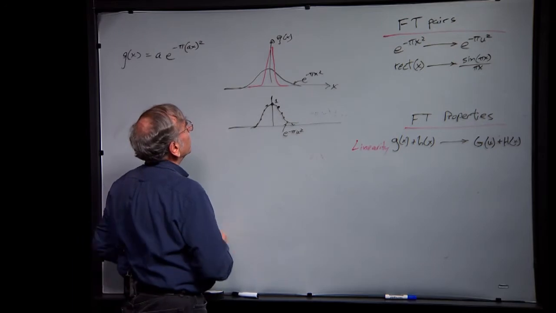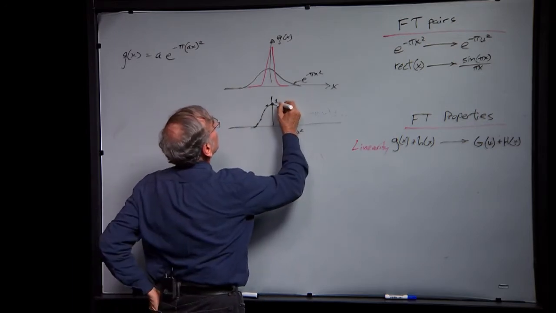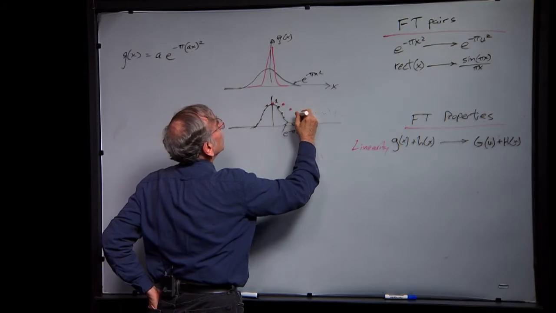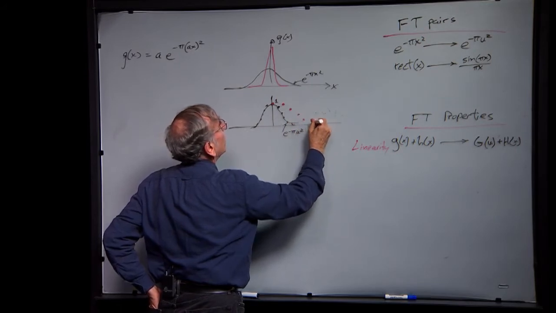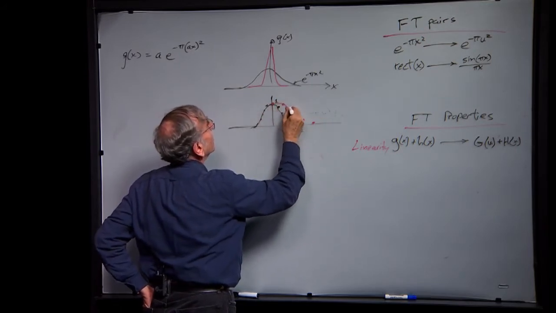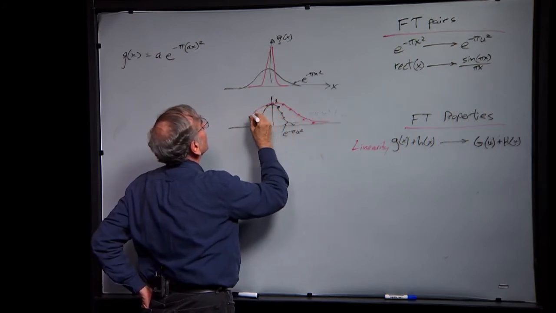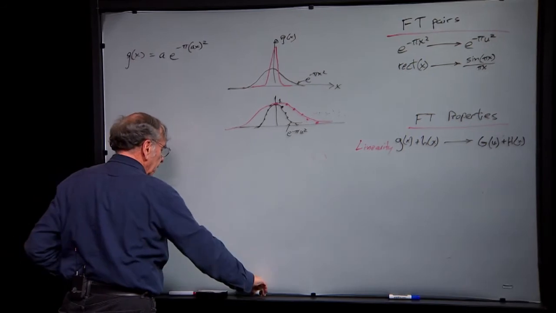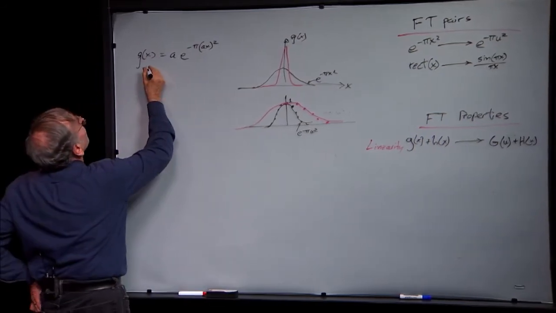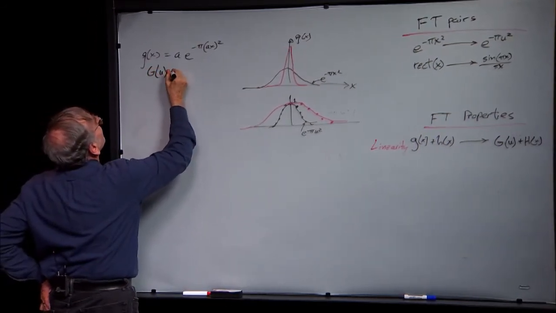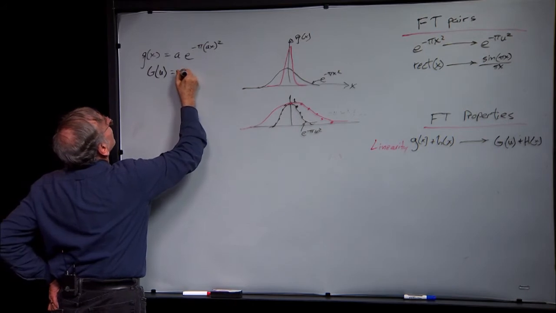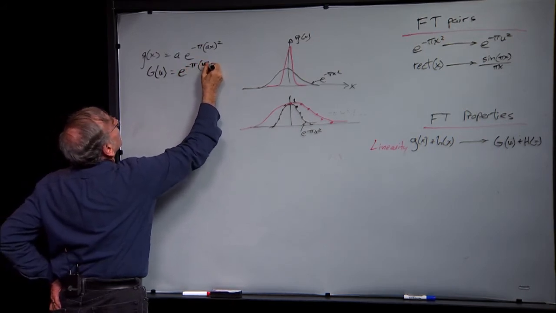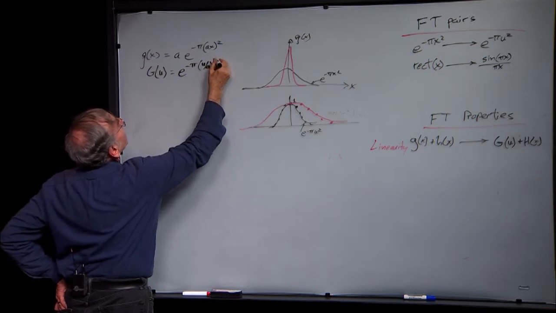And so it turns out that the final result is that the corresponding g of u is a lot broader. And so I'll just draw it in like this. And the result that I'm giving without proving to you is g of u is equal to e to the minus pi u over a squared.